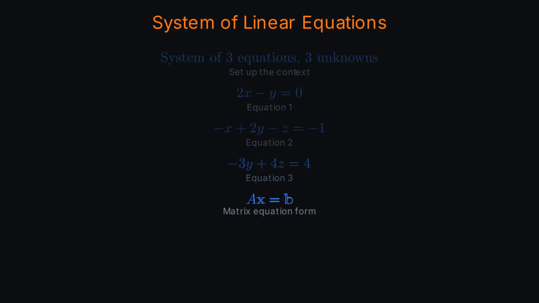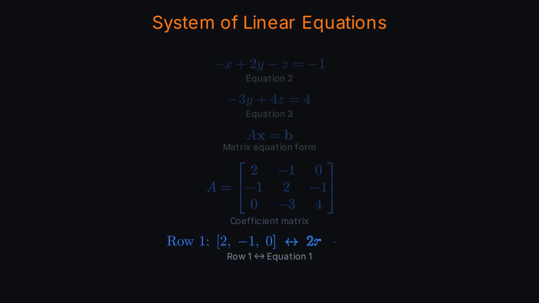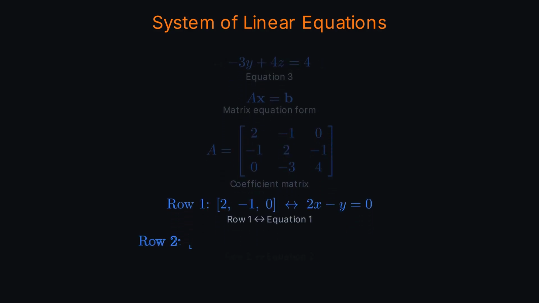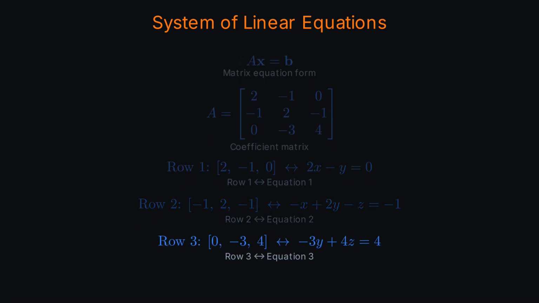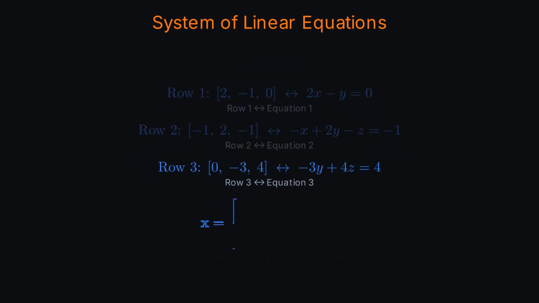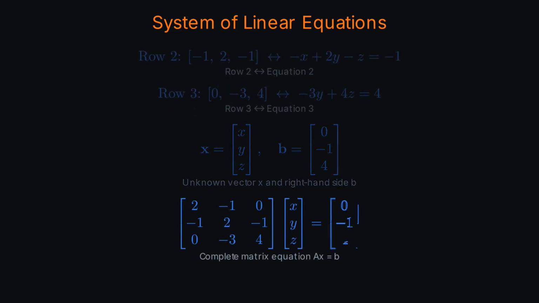We can organize this neatly as A times x equals b. The coefficient matrix A has rows 2, negative 1, 0, then negative 1, 2, negative 1, then 0, negative 3, 4. Each row of A holds the coefficients from the corresponding equation. The unknown vector x is the column vector x, y, z, and the right-hand side vector b is 0, negative 1, 4.